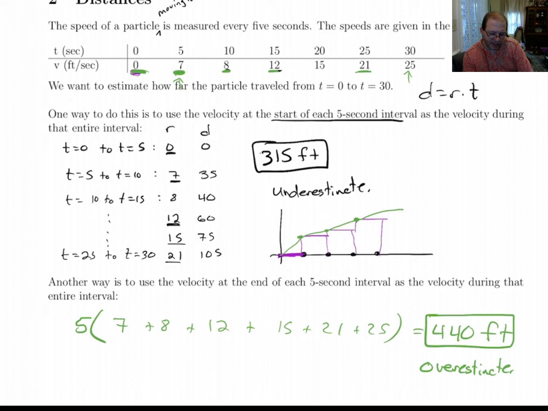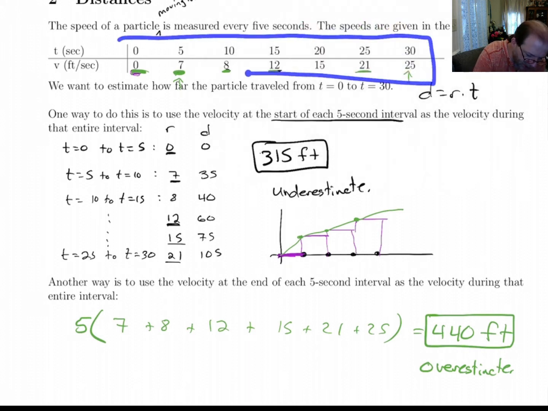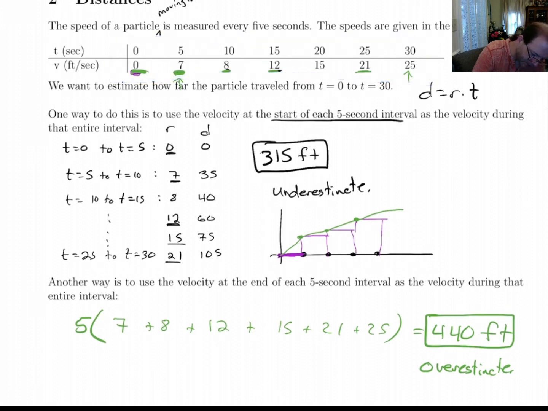And maybe about the best thing we could do on this example would be to average the two. 440 plus 315, 755 divided by 2, 377.5. Maybe that's a better estimate of this. But there's not a whole lot else we can do on this particular example because we don't have all the information about how fast he was going. We only have it sampled at these discrete times.